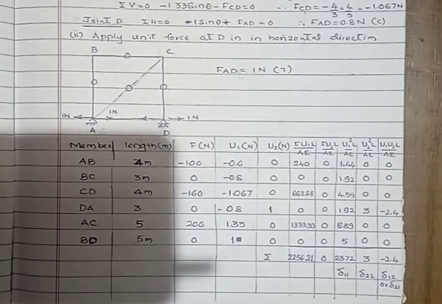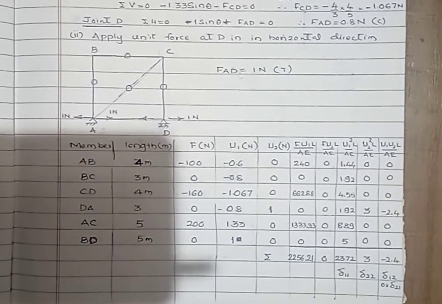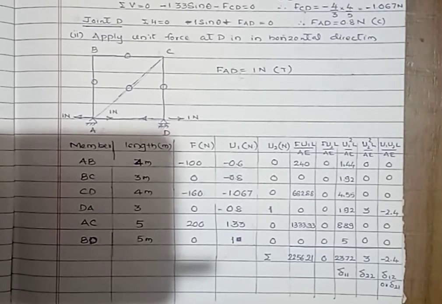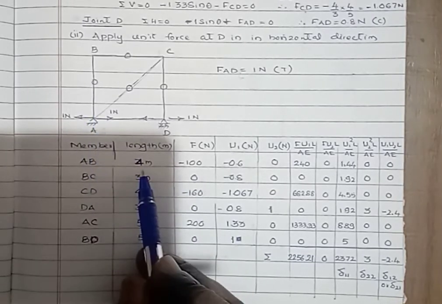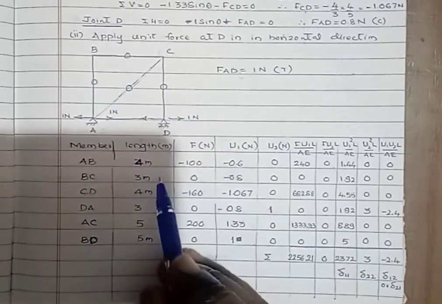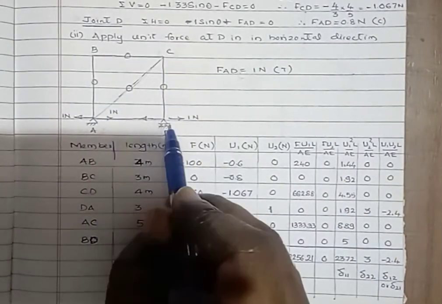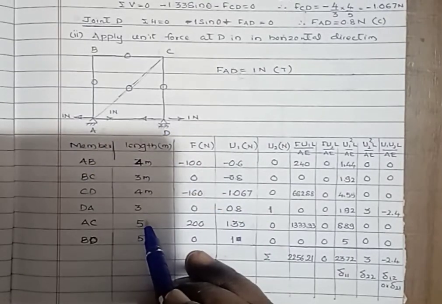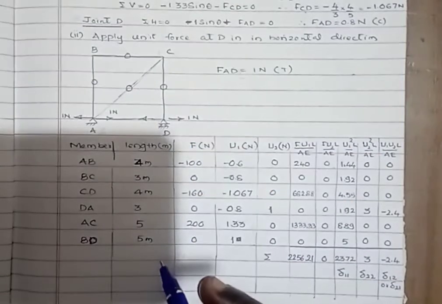Now we can tabulate the values. First we have to write the members: AB, BC, CD, DA, AC, BD. Here A to B is 4 meter, B to C is 3 meter, C to D is 4 meter, D to A is 3 meter. The diagonal AC is 5 meter, diagonal BD is 5 meter.